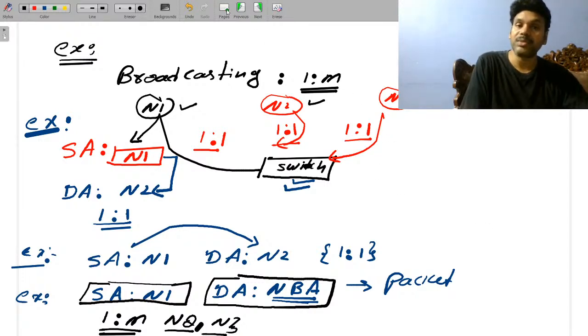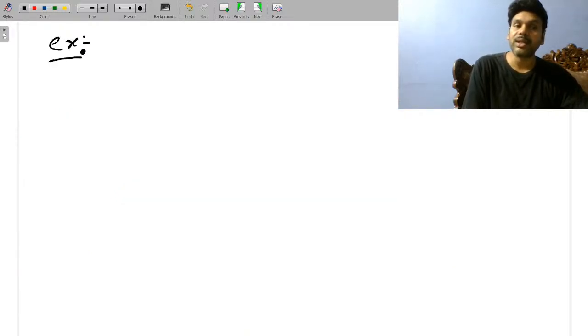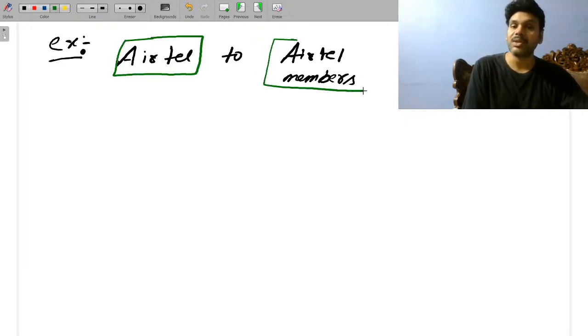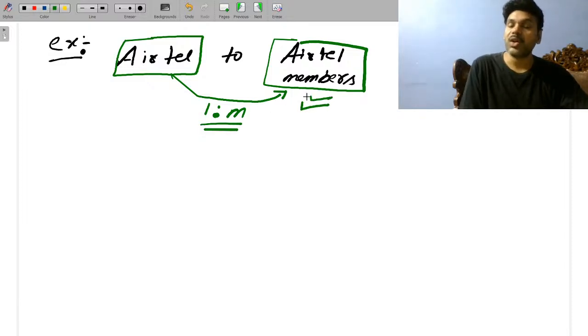What's the real-time example of this? The real-time example is Airtel to Airtel. For example, if your network is Airtel and Airtel sends a message to all its members, some kind of promotion or common message, everybody gets the message at the same time. So this is the concept of one to many, as all of you belong to the Airtel network. Please note that this message is not transmitted to Jio network people or BSNL network people, as they do not belong to the Airtel network.